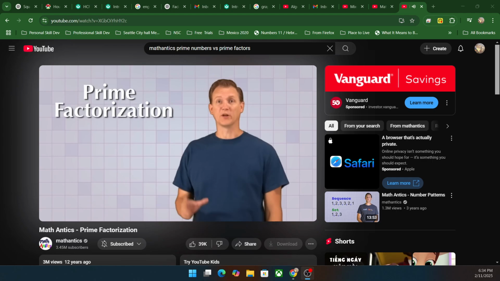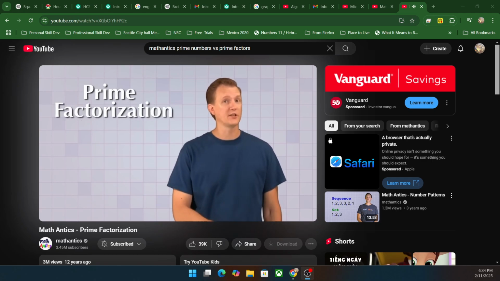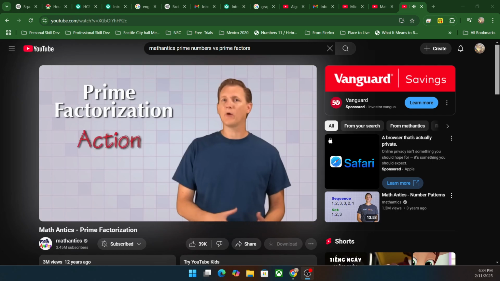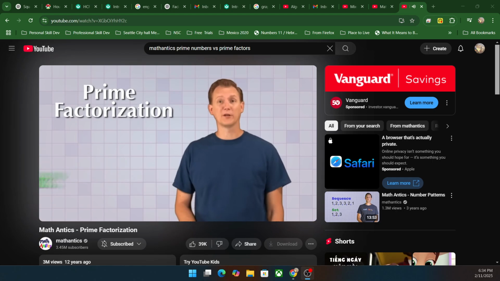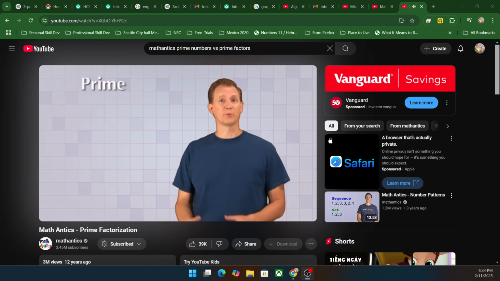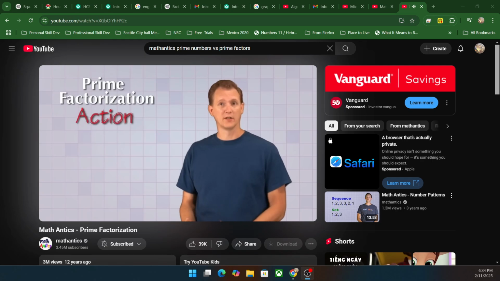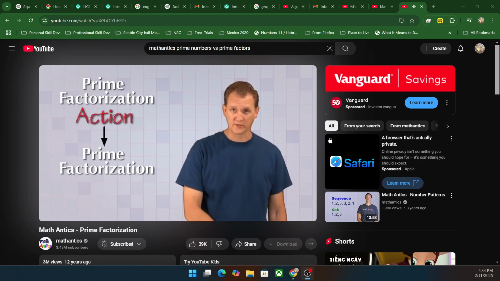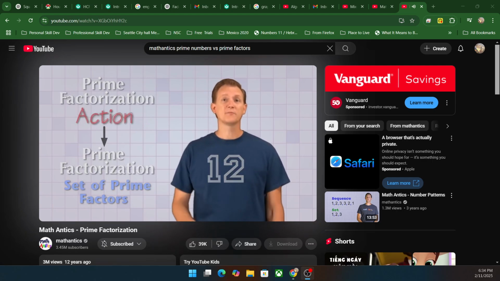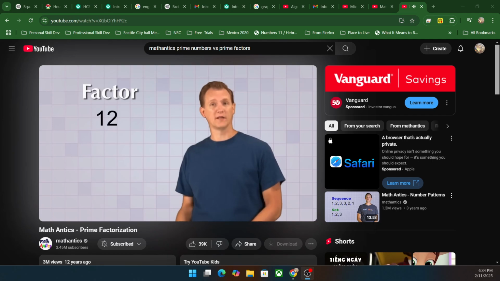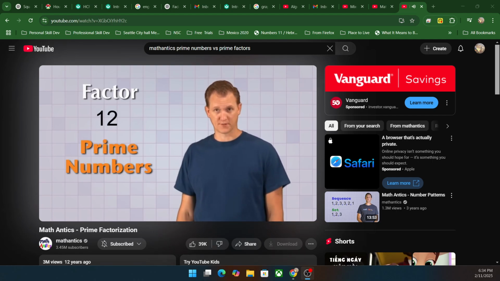That's true, but you can also use the term prime factorization as an action to describe how we find out what prime numbers a composite number is made of. And that's what we're going to do next. We're going to use prime factorization, the action, to find the prime factorization, the set of prime factors, for the number 12. And that just means that we'll continue to factor 12 until all the factors are prime numbers.